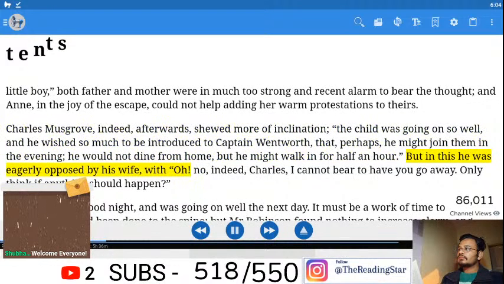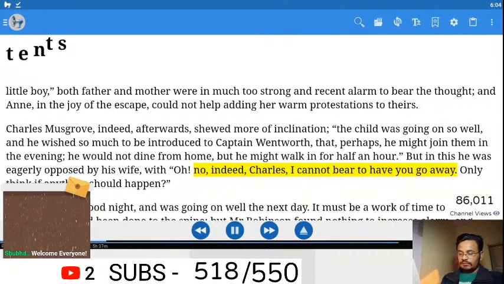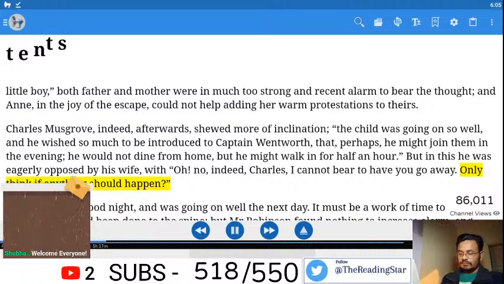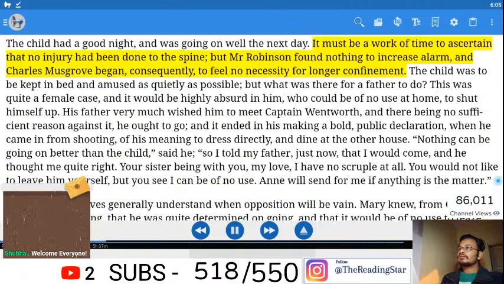But in this he was eagerly opposed by his wife, with, "Oh, no, indeed, Charles, I cannot bear to have you go away. Only think if anything should happen." The child had a good night, and was going on well the next day. It must be a work of time to ascertain that no injury had been done to the spine, but Mr. Robinson found nothing to increase alarm, and Charles Musgrove began, consequently, to feel no necessity for longer confinement.